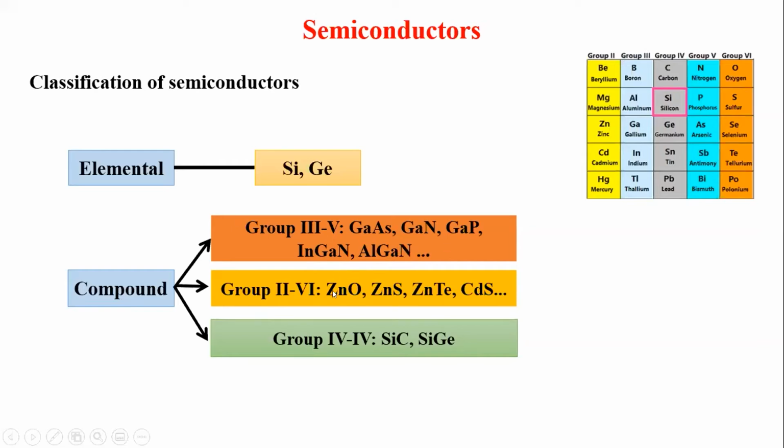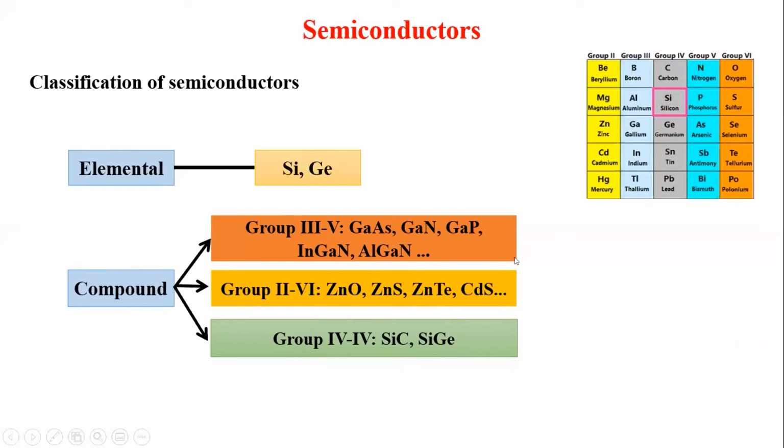And in the case of the other classification, in the case of zinc, in group 2, I don't know the correct group now, this is the old one, group 2 and group 6. These are based on the valences. So zinc oxide, zinc is group 2 with 2 valency, and oxygen is a 6 valency system. And zinc sulfide, zinc telluride, and so on.